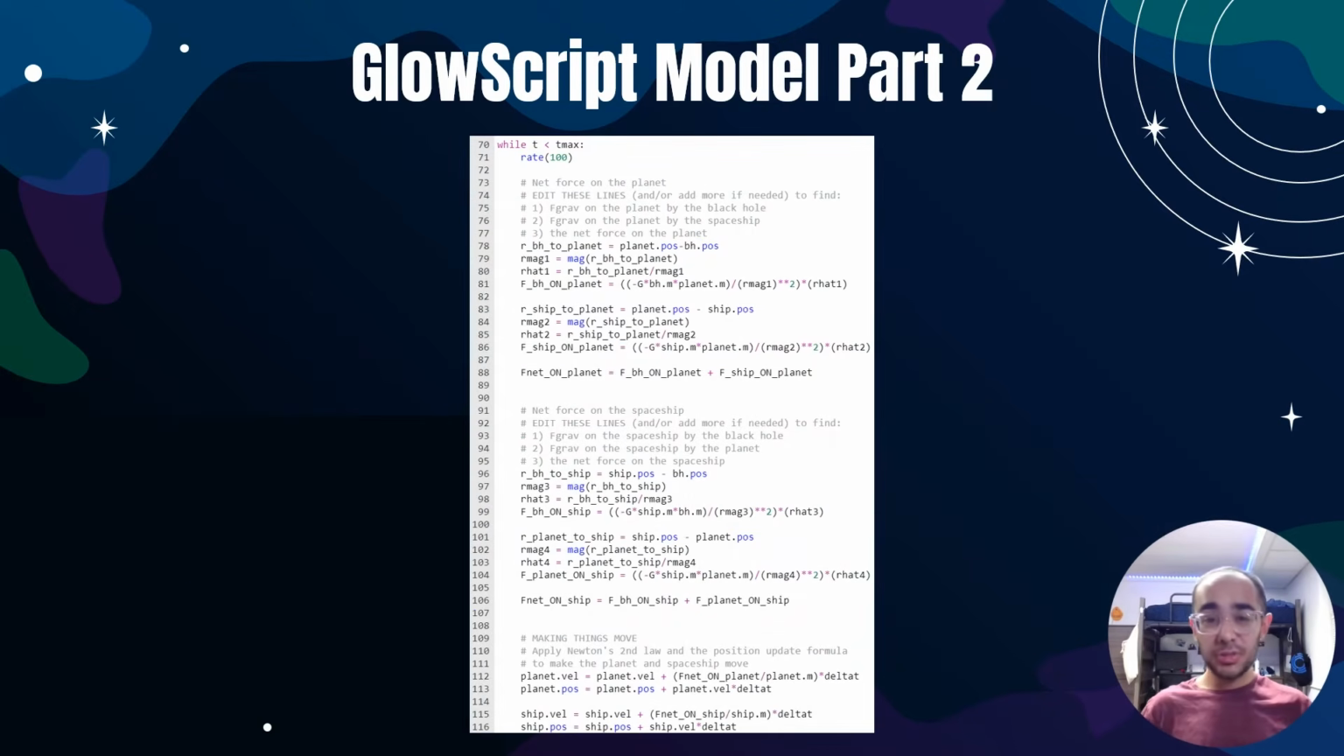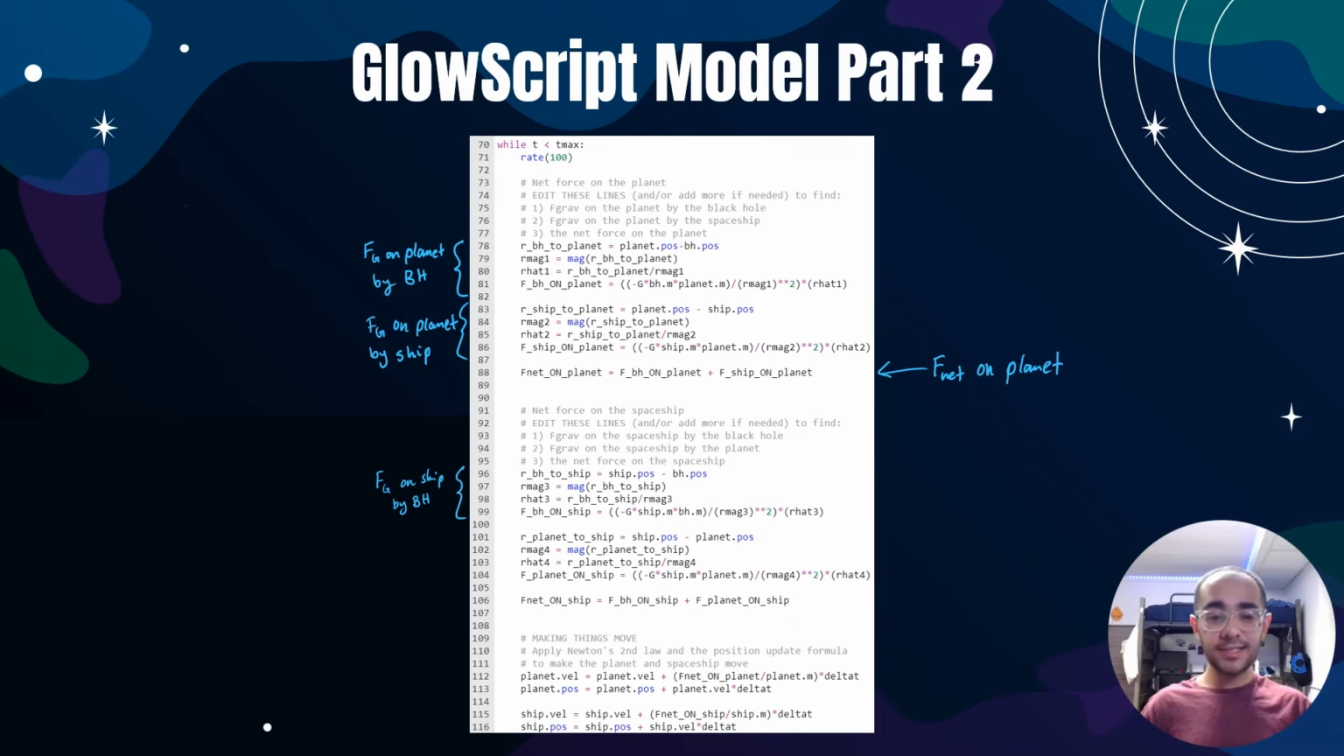All right, another huge chunk of code, but basically what we're doing is isolating our system and figuring out all the net external forces acting upon it. So here we go, the planet is our system, acted upon by the black hole and the ship, and we're calculating the forces using our beloved equation of universal gravitation. There's another rhyme for you right there.